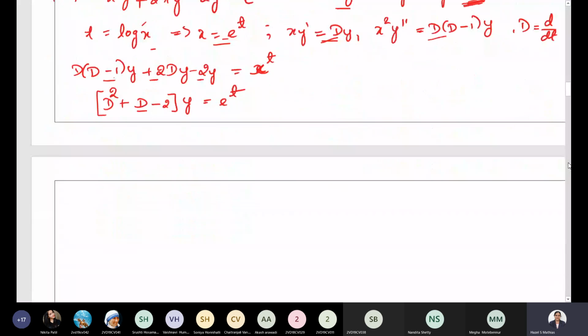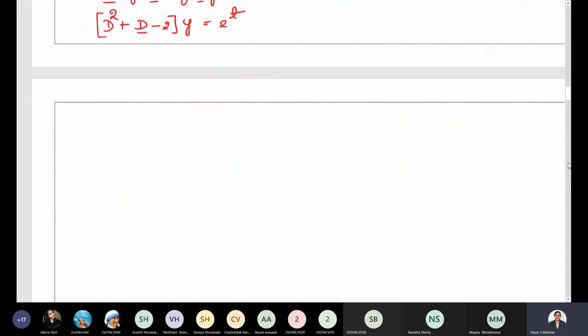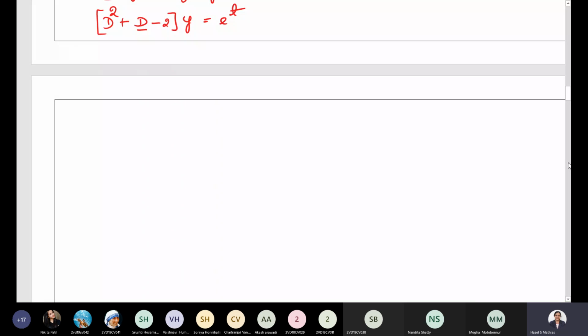How do we solve the second order differential equation? First we need to find the solution of the homogeneous part, then we need to find the solution of the non-homogeneous part. So our homogeneous part is this one, D square plus D minus 2. So suppose we have the equation D square plus D minus 2 into y equal to 0. This is the homogeneous part of that equation.